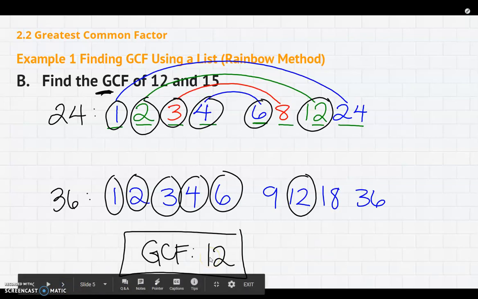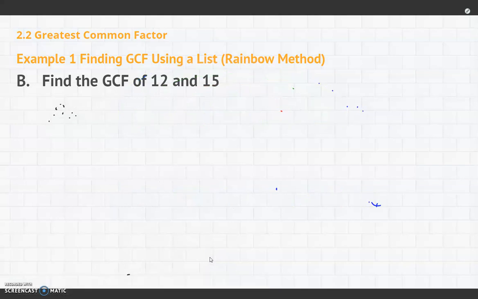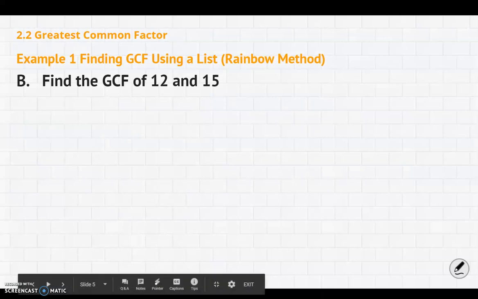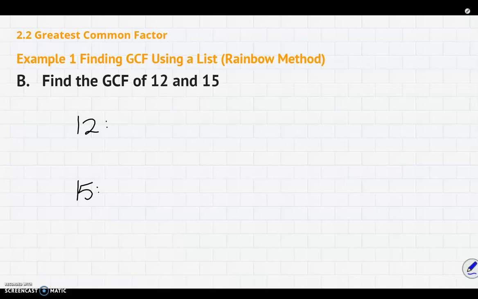All right, next example. We're going to find the GCF between 12 and 15. So again, I want to start by making a factor list for 12 and a factor list for 15. So again, I always start with 1 and the number, so 1 times 12. And then I move on to 2, and 2 is a factor of 12. It is 2 times 6.